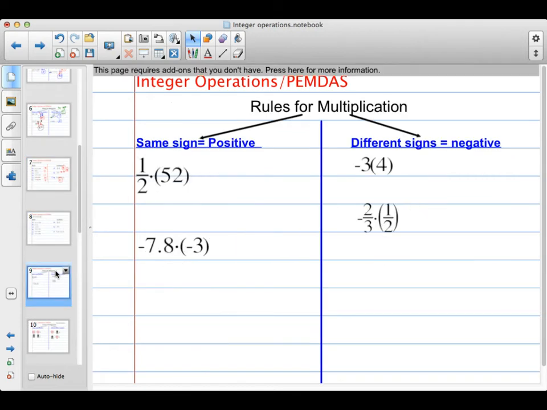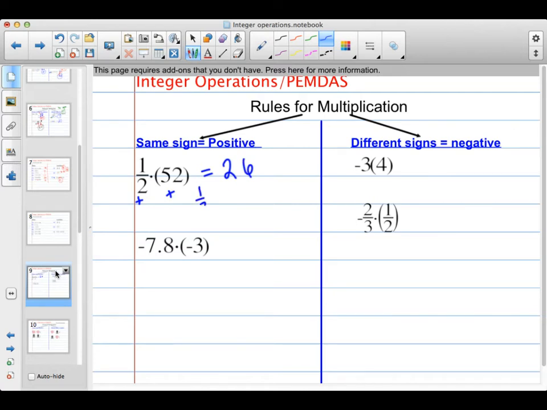Let's see. Now we're going to move on to some rules for multiplication and division. And the nice thing is that the rules are the same. Same sign. If you're taking 2 numbers and multiplying them together and they have the same sign, you'll always get a positive result. Always, always, always, always. So in this case, we've got a positive value times a positive value. We just simply need to do the multiplication. Half times 52, right? Which is actually equivalent to doing half of 52. Should get us an answer of 26.